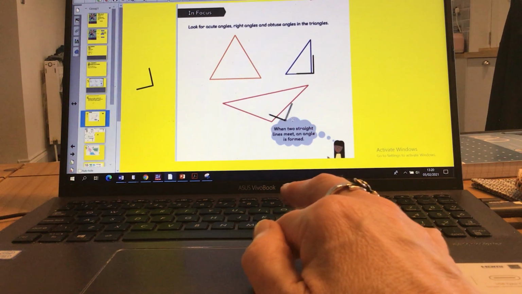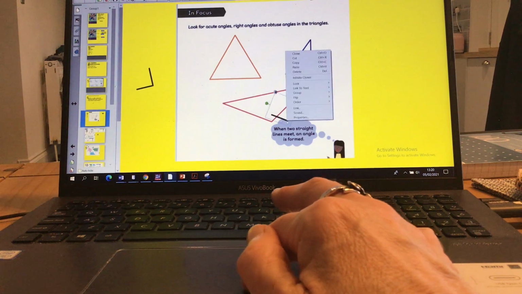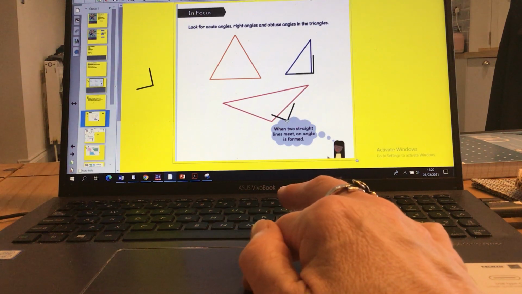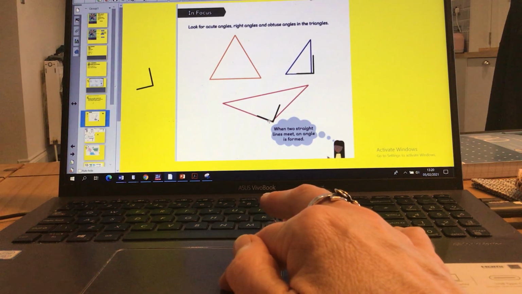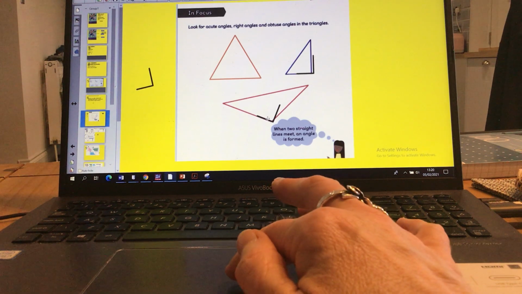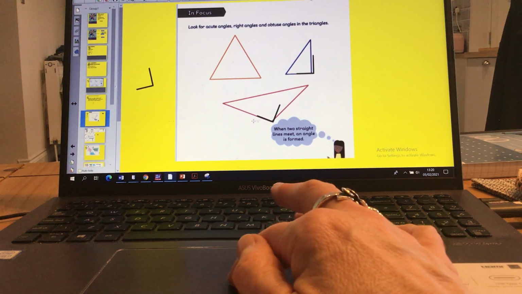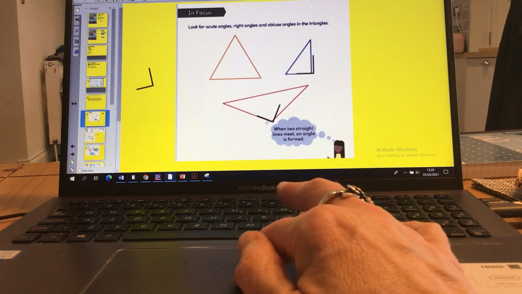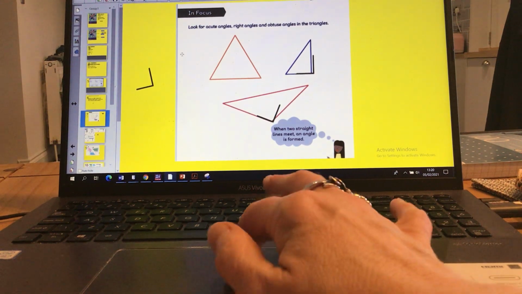I'm going to try and fit it into there. Can you see? Let's try my patience today. There. Now it's not a right angle. Can you see that line is wider? It's turned from there to there and it doesn't fit in. That's actually the obtuse angle.